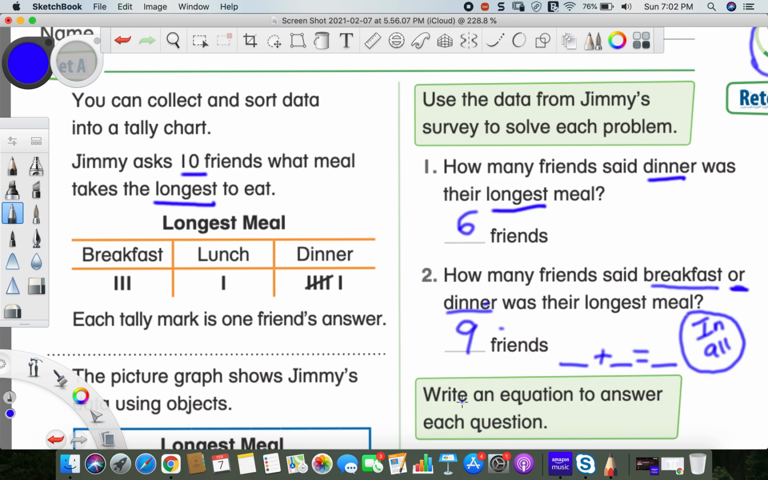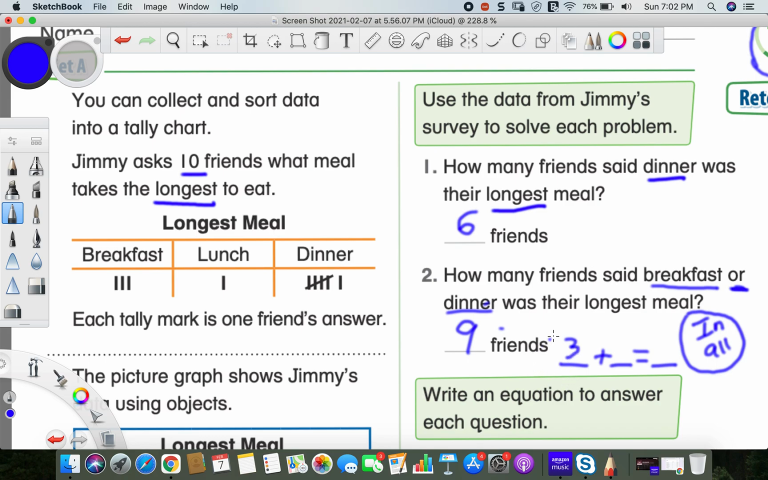And maybe some of you are thinking, how on earth did you get the number 9? Well, I'll show you real quick. So, we look at breakfast. We have 3 tally marks. So that is number 3. I'm going to put that in my addition sentence right there.